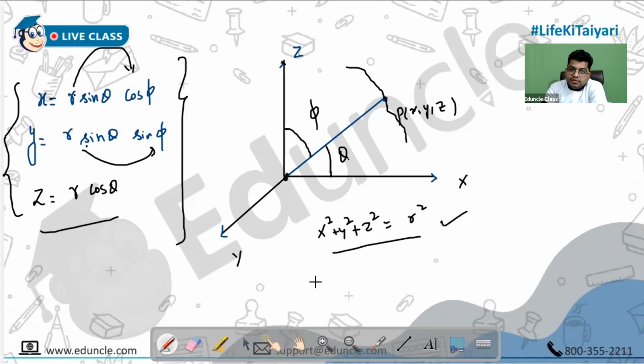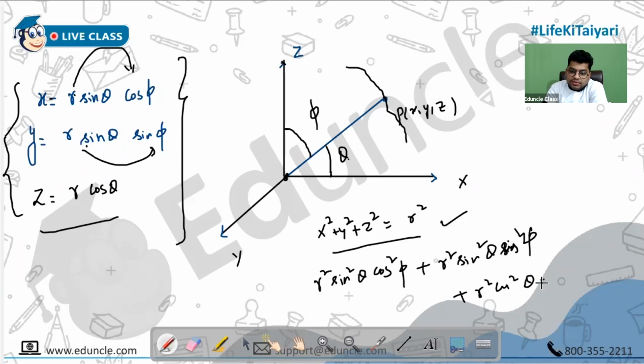Okay, r square sin square theta cos square phi plus r square sin square theta sin square phi plus r square cos square theta. The answer is r square. Yes, so this is okay.